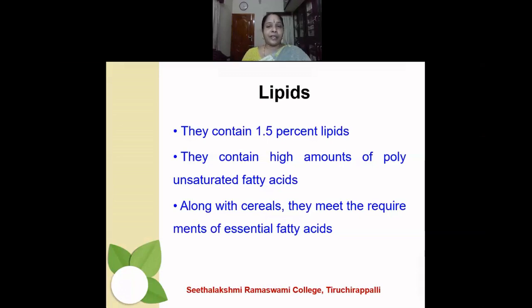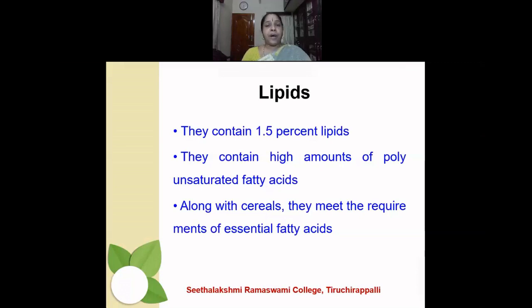What are the essential fatty acids? Essential fatty acids are those that can be supplied only through the food. They cannot be synthesized in our body. Those fatty acids are called the essential fatty acids. There are three fatty acids that are essential. They are linoleic acid, linolenic acid, and arachidonic acid. These essential fatty acids cannot be produced in the body. They have to be consumed through the food.